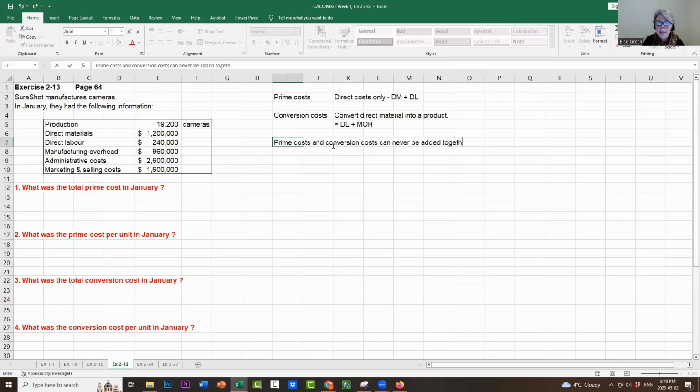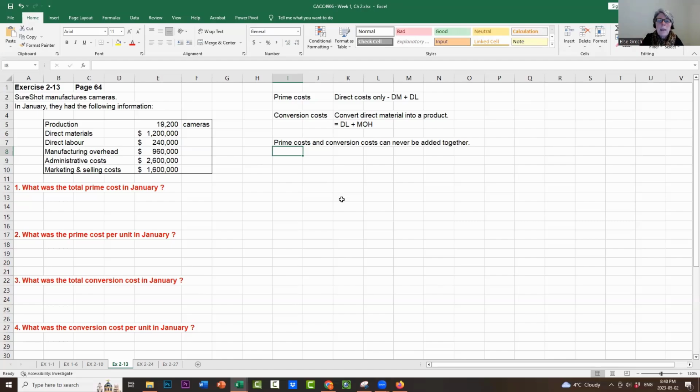And you can totally see why they can't be added together. Why can they never be added together? You've got direct labor twice. And I see students add it together all the time. So it's really important that you know what a prime cost is and what a conversion cost is. You should be able to understand when I say the word conversion cost, because I'll say it in an exam. I'll say, what are the conversion costs?